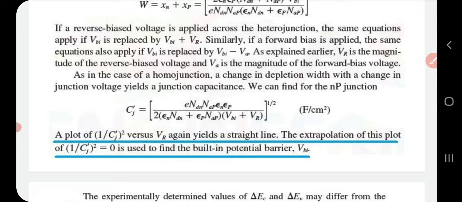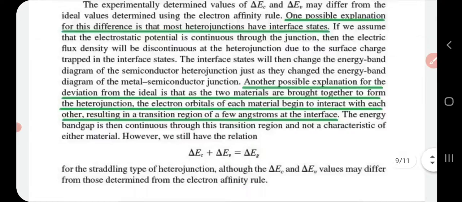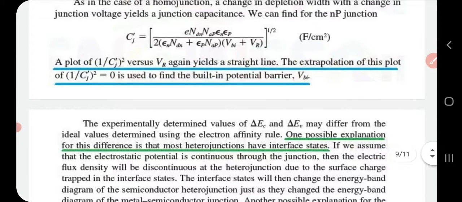Whenever there is a change in the width of the depletion region, definitely there will be a change in junction voltage, and that particular phenomenon is termed junction capacitance. The expression for the junction capacitance of this NP junction, Cj dash, is given by that expression. Its unit is Farad per centimeter square. Now if we plot a graph between 1 by junction capacitance square versus reverse bias voltage VR, you will get a straight line. If you extrapolate this plot, we will be able to find the built-in potential barrier VBI.